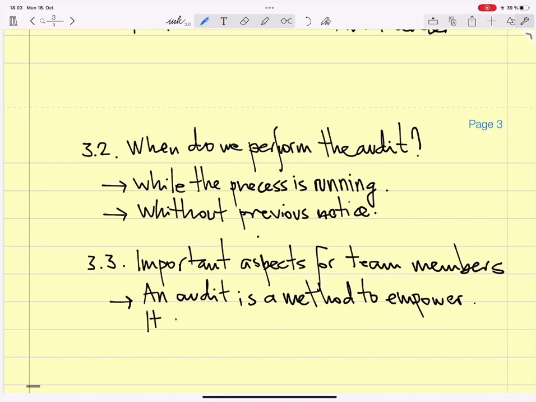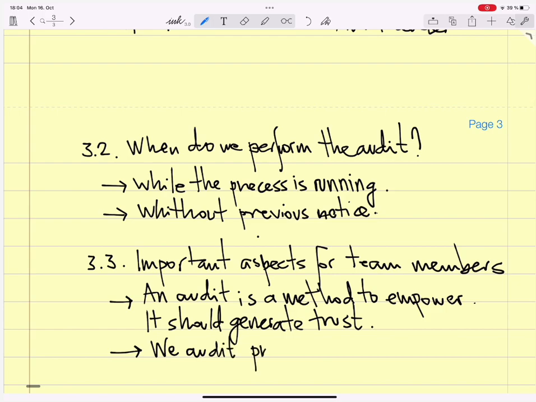It should generate trust. Vertrauensaufbauende Maßnahme, okay? So, wir wollen die Leute mitnehmen, nicht kleiner machen. We audit processes, not people. And this is easier said than done.